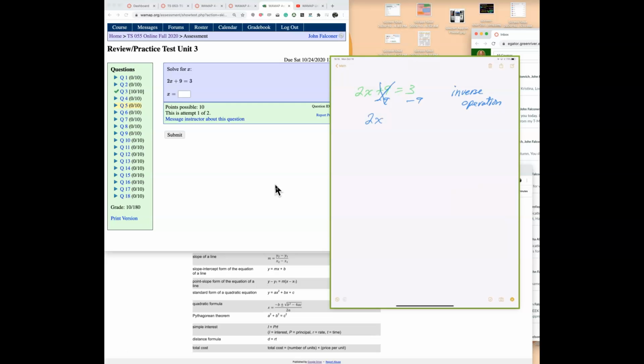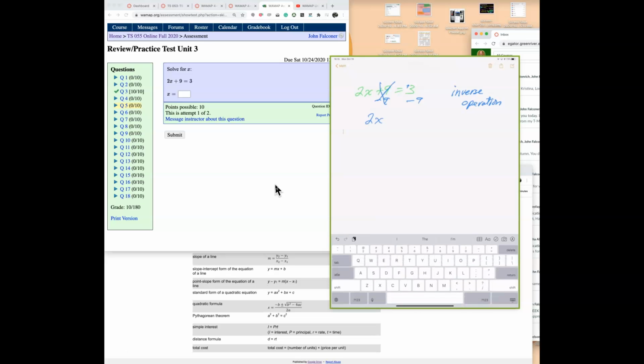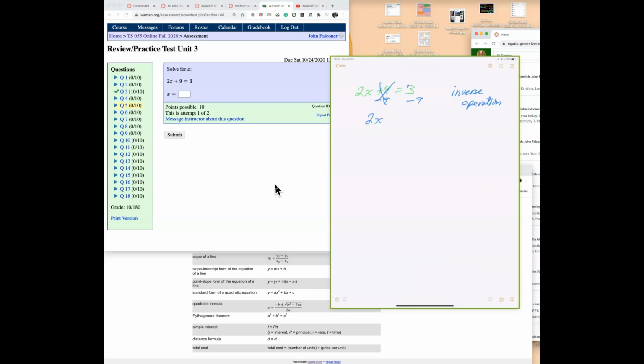And then we have 3 minus 9. So we know about negative numbers. And this is truly a positive 3 and negative 9. When the signs are different, you take the difference between the two numbers, and the sign of the larger number is the sign on the answer. So the difference between 3 and 9 is 6, and the 9 is bigger than the 3, so we take the sign of the bigger number. So 2x is equal to negative 6.